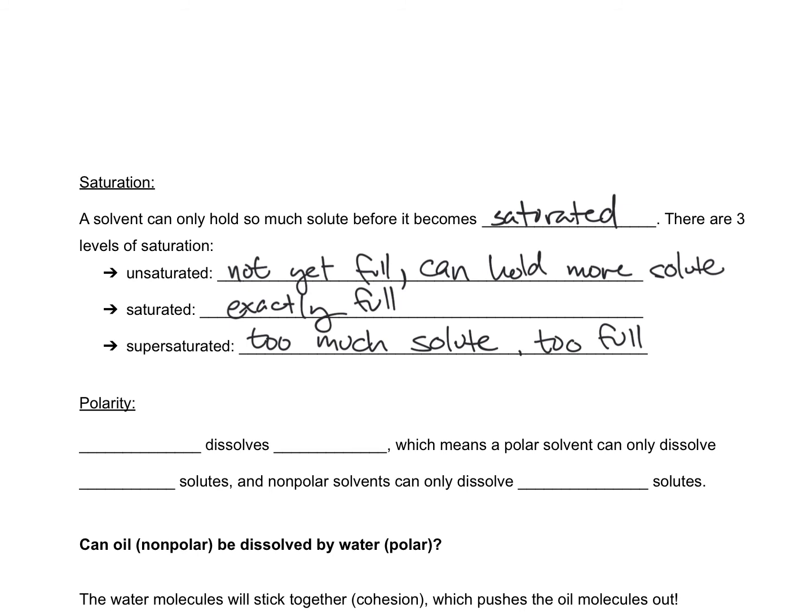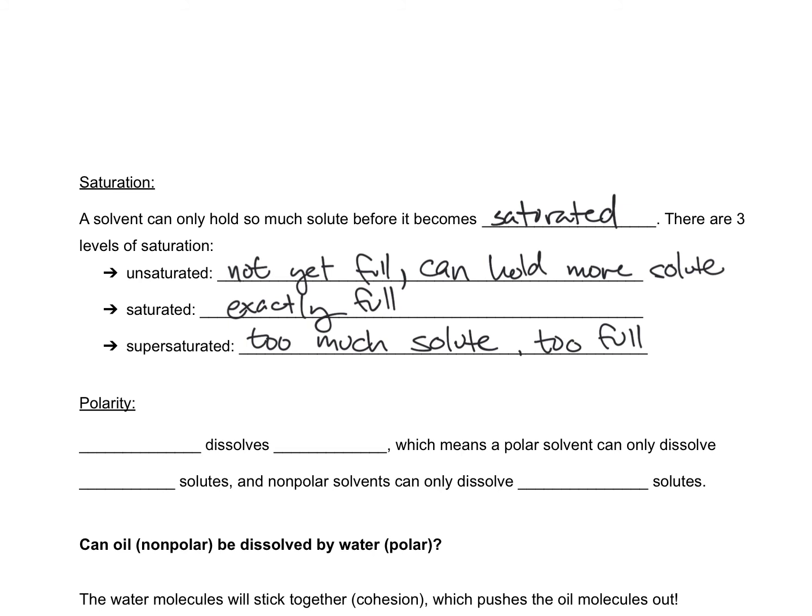So you've got unsaturated, can hold more solute. Saturated has the exact right amount of solute. It can't hold any more, but none's falling out. And then supersaturated means there's too much. That solute is going to start coming out of the solution.